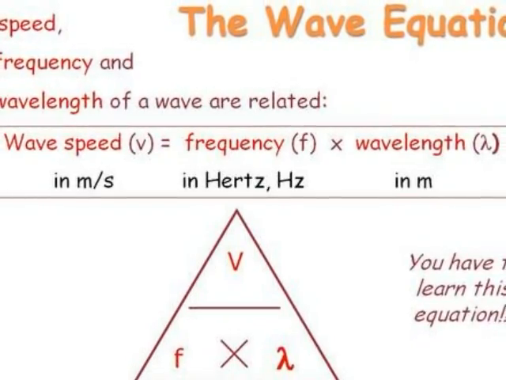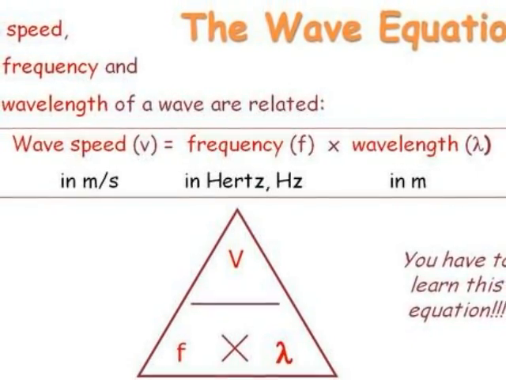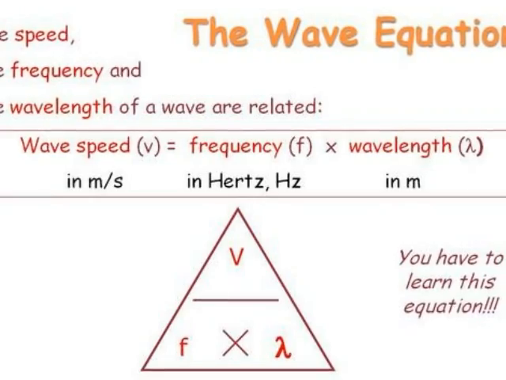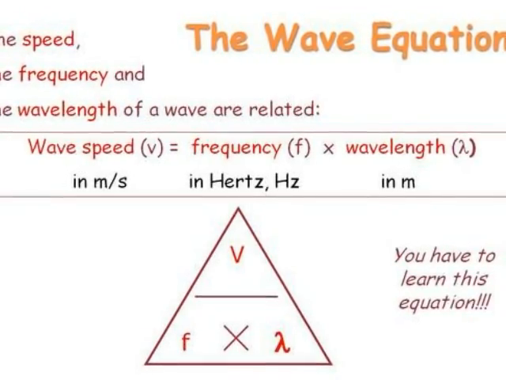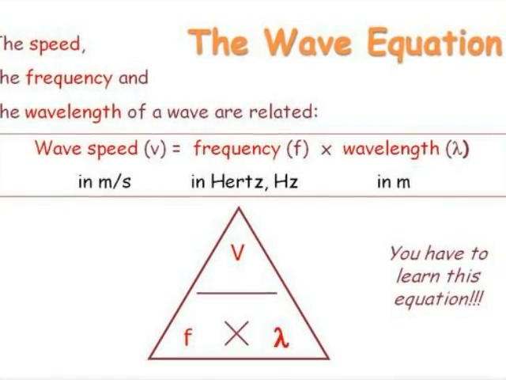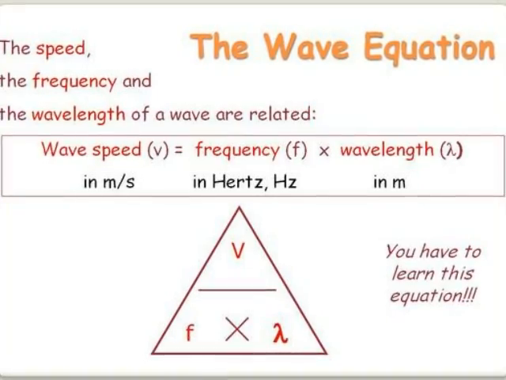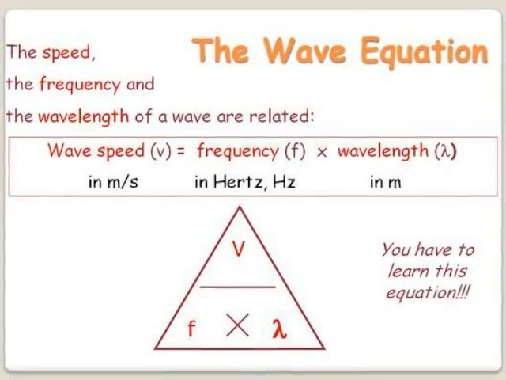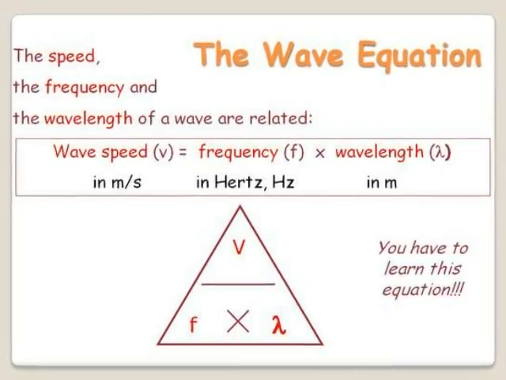The speed of a wave is the distance traveled by a given point on a wave in a given time. It is related to the frequency and wavelength, where wave speed equals frequency in hertz times wavelength in meters.